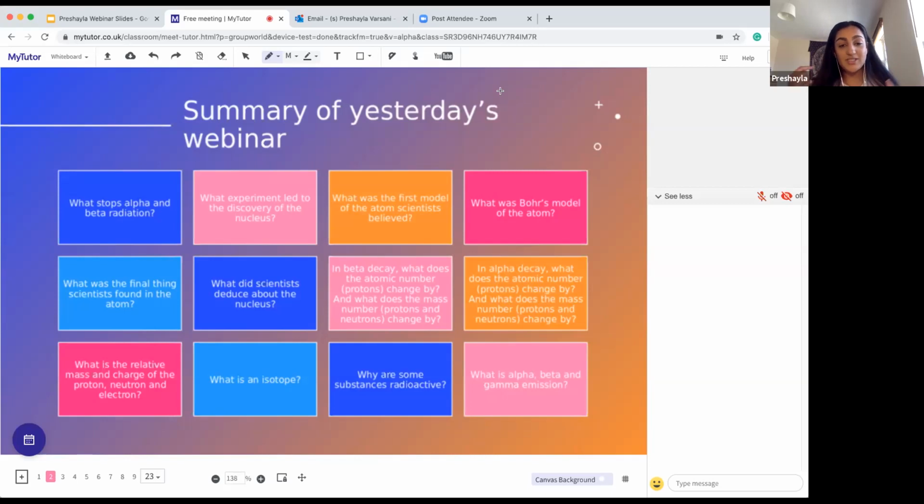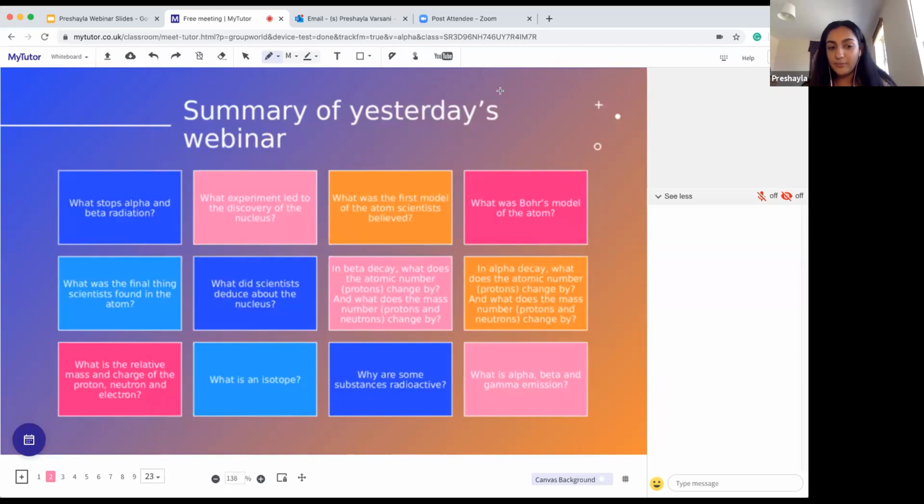Then we talked about the relative mass and charge of the proton, neutron, and electron. We said that the mass of the proton is 1, the mass of the neutron is 1, but the mass of the electron is so small that we can just discount it. It's negligible because it's so small. Then we talked about the charges on each of those particles. The charge on a proton was 1, the charge on a neutron was 0, and the charge on an electron was -1.